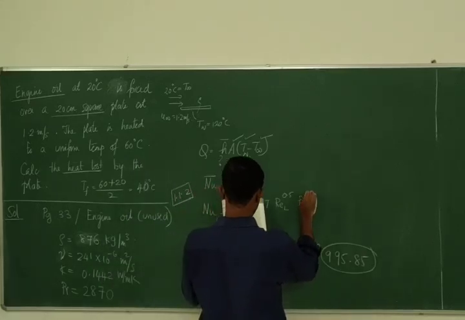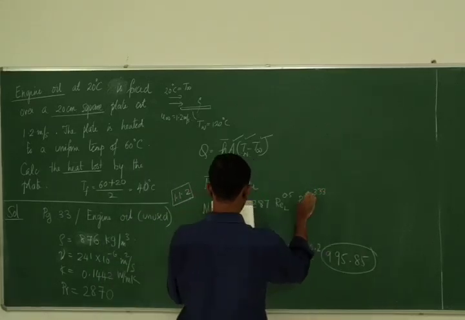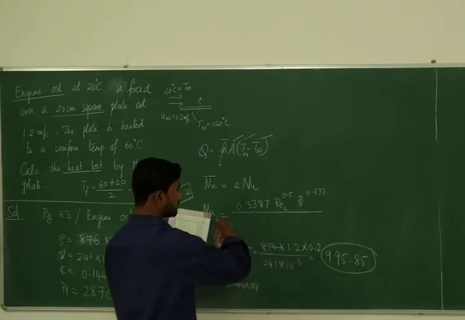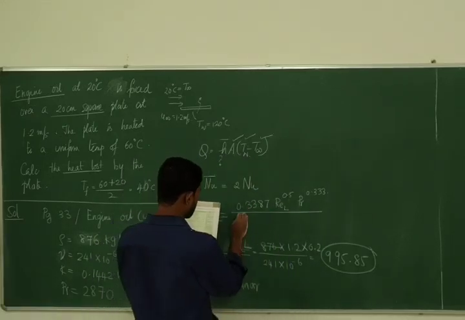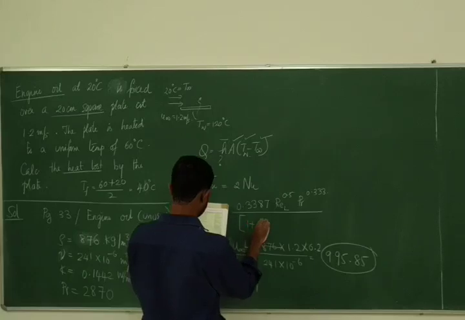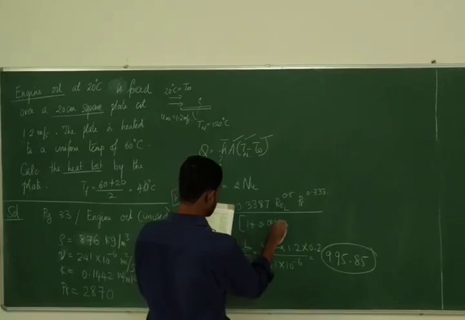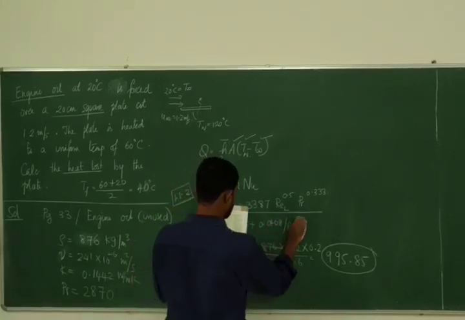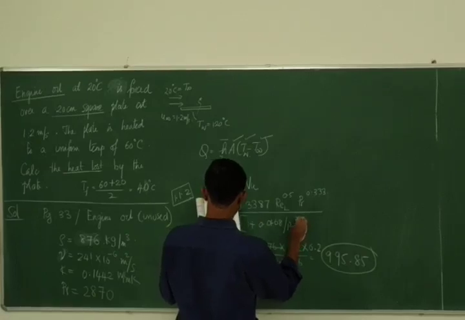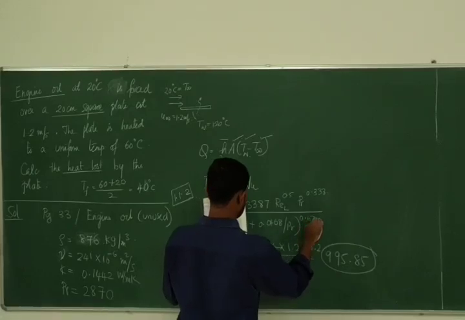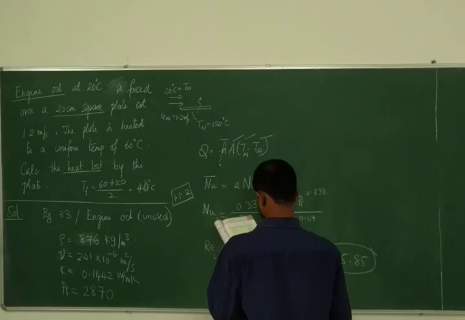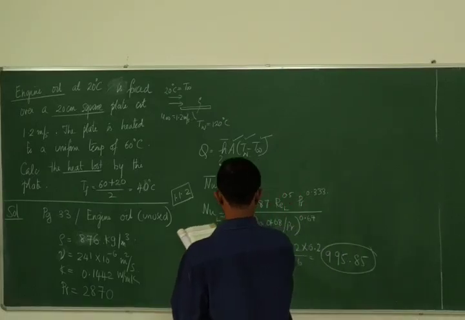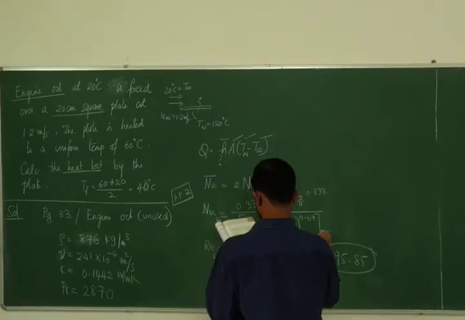Prandtl number to the 0.333 divided by, this is more like the previous correlation, and in the denominator we have a correction: 1 plus (0.0468 divided by Prandtl number) whole to the power of 0.67, and this is raised to the power of 0.25.